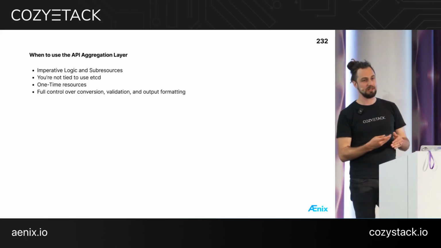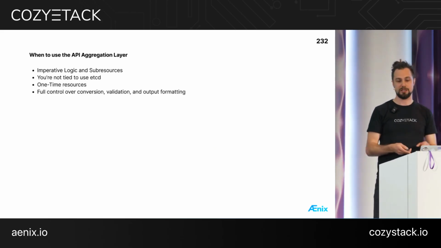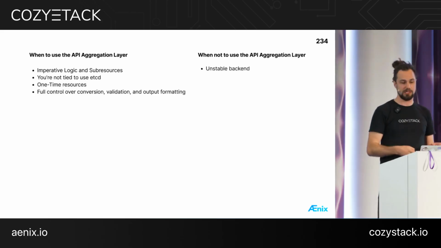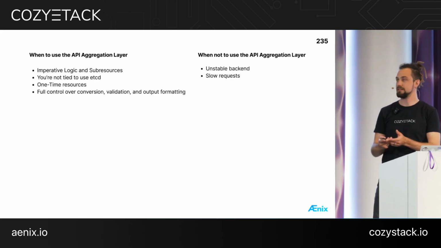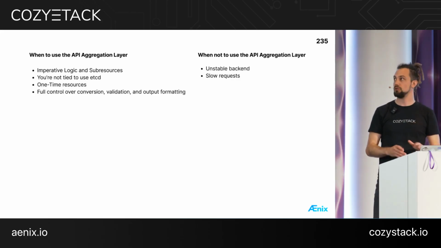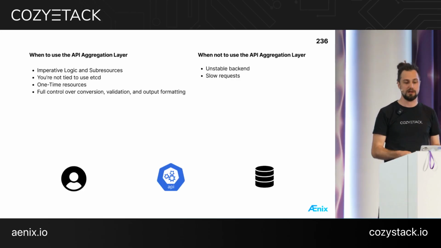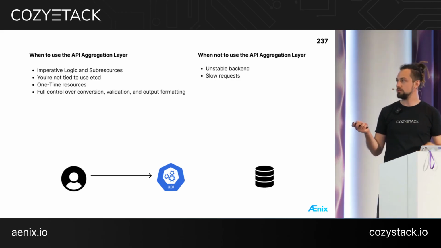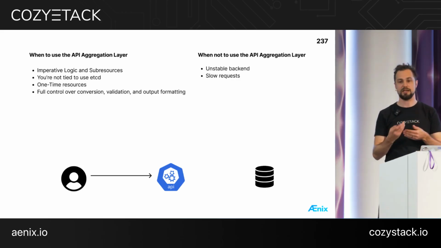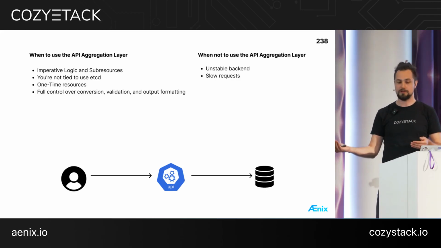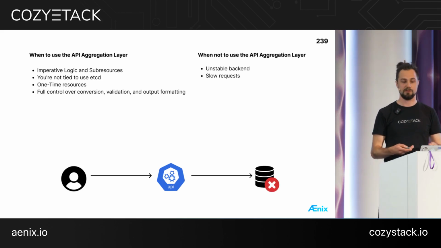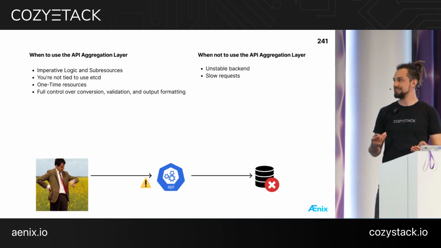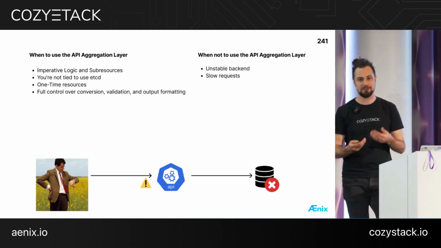There are a few anti-patterns for why you should not use the aggregation API layer. The main one is when you have no stable backend or you have slow requests in your backend, it's better not to use the aggregation API layer. That means if you go to your Kubernetes API server, you expect that you will get an immediate response from it. But if it depends on dedicated storage, which is not accessible for some reason, you will get some strange errors from the Kubernetes API, which you don't expect to get.